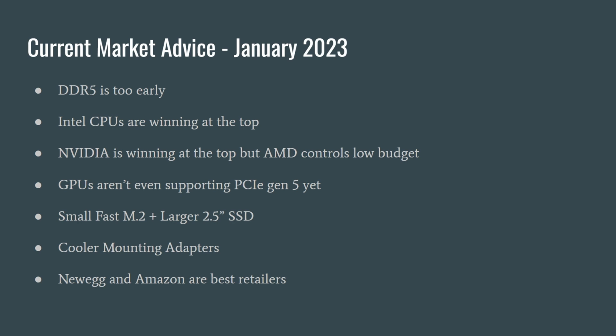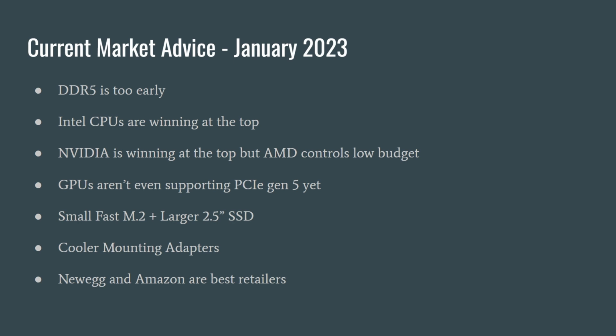NVIDIA is winning at the top for GPUs, but AMD is controlling the lower budget. It's strange, but NVIDIA just released their 4000 series with the 4080 and the 4090, and they're not even making lower tier GPUs anymore, it looks like. So I think NVIDIA is really specializing in just really high-end GPUs, but AMD is starting to really take over all the lower budget GPUs. So match your price budget with that.